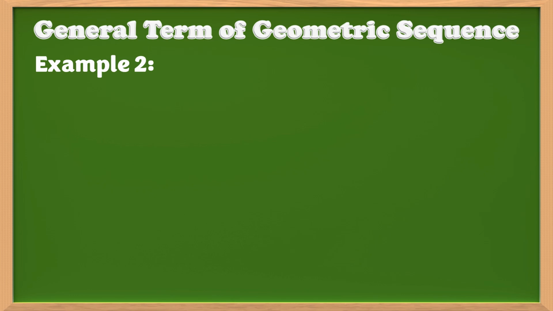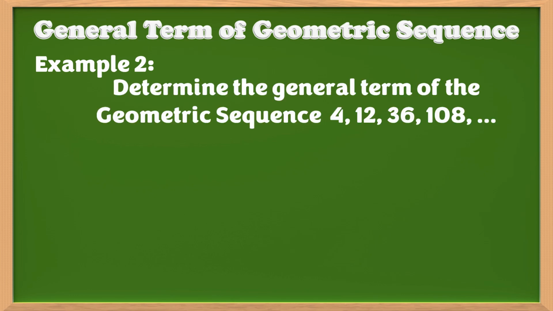For example, number 2. Determine the general term of the geometric sequence 4, 12, 36, 108, and so on. First, we're going to determine the first term of the given geometric sequence, and that is 4, and the second term is 12.